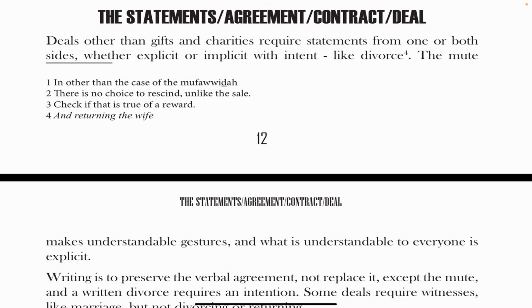Deals other than gifts and charities require statements from one or both sides. If you're giving a gift or a charity, you don't need statements from either side. So if you want to give someone a gift, you can just put the money in his hand and not say anything, and he doesn't have to say anything, and that's valid. The difference between a gift and a charity, by the way, is that the gift is for rapport and the charity is for helping.